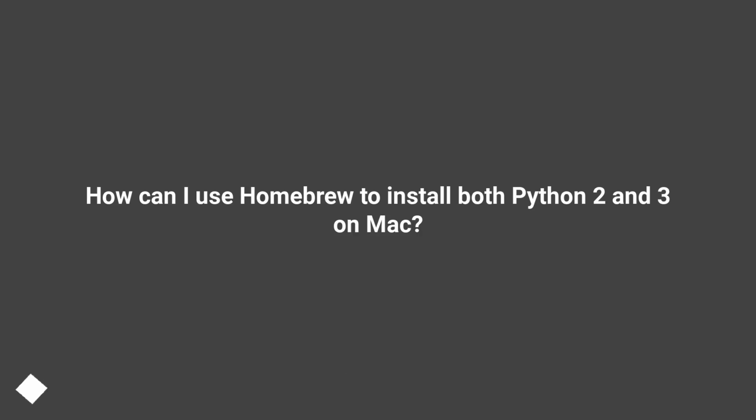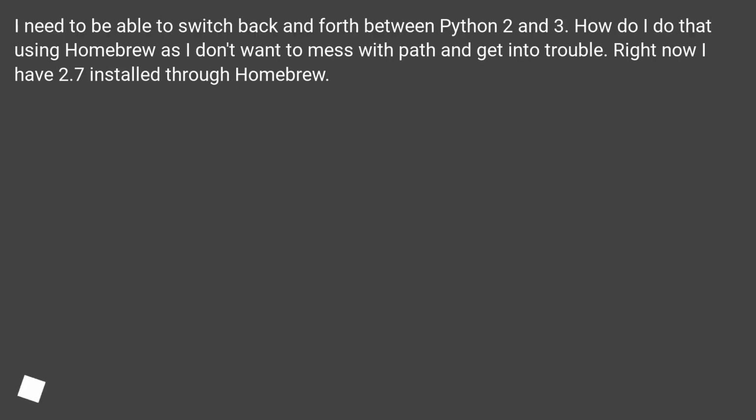How can I use Homebrew to install both Python 2 and 3 on Mac? I need to be able to switch back and forth between Python 2 and 3. How do I do that using Homebrew, as I don't want to mess with path and get into trouble? Right now I have 2.7 installed through Homebrew.